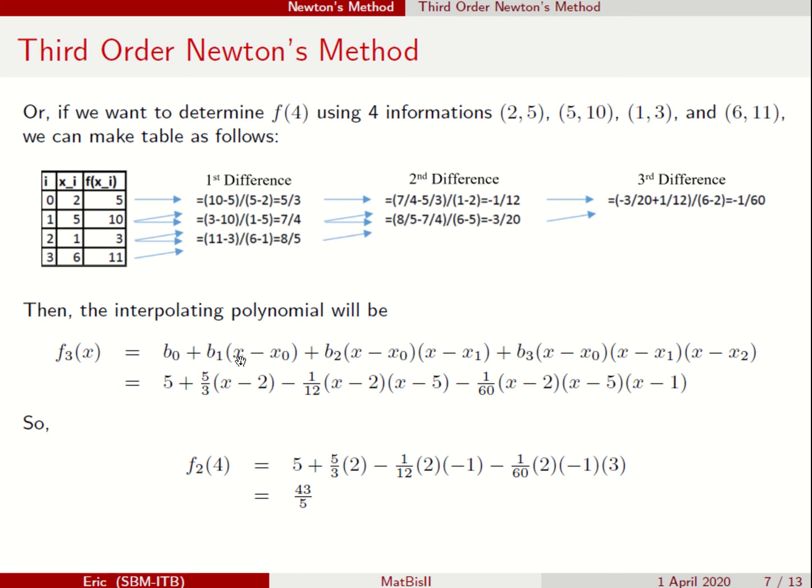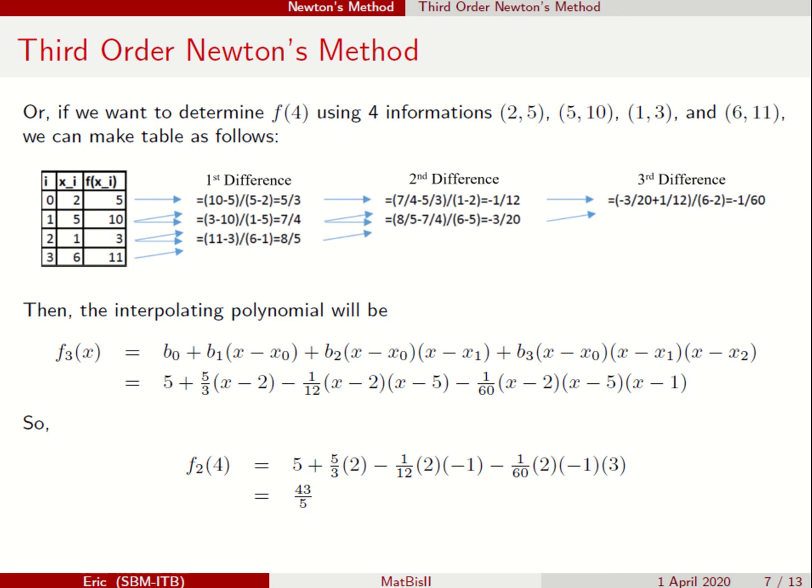And it is multiplied by x minus x0, that is x0, 2. x minus x0, x minus x1, that is 5, x minus x1. x minus x2, that is 6. So I can plug in all, and I can get the third order Newton's interpolating polynomial. And I can have the approximation is this. So it should get better and better.